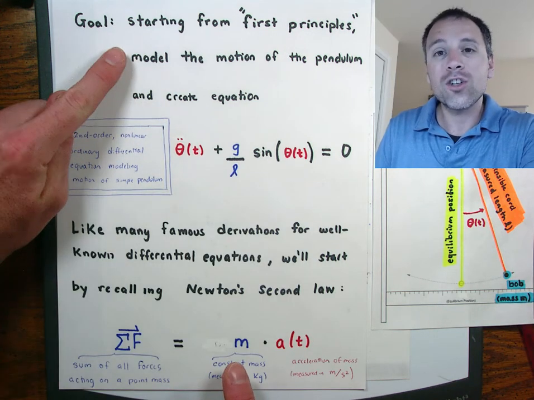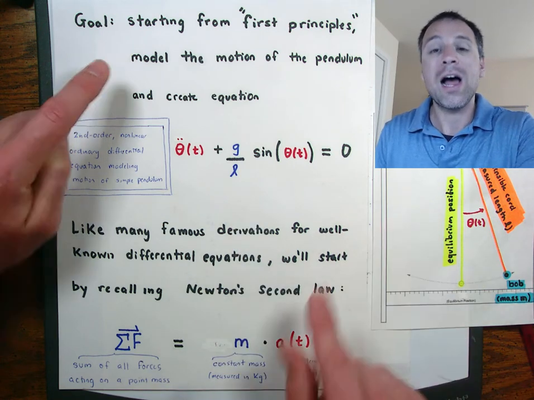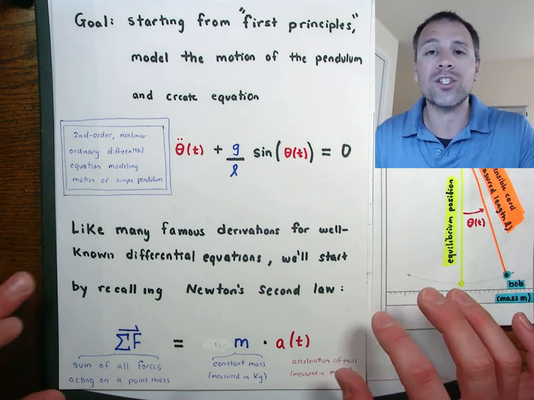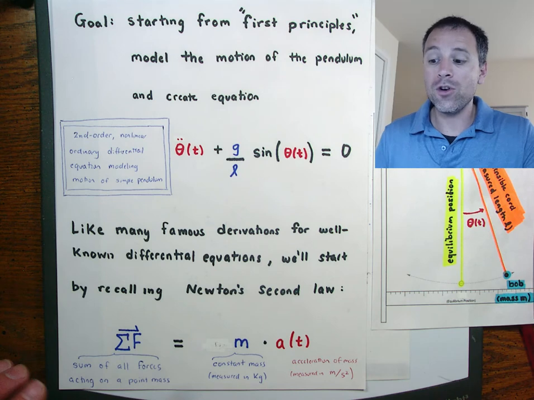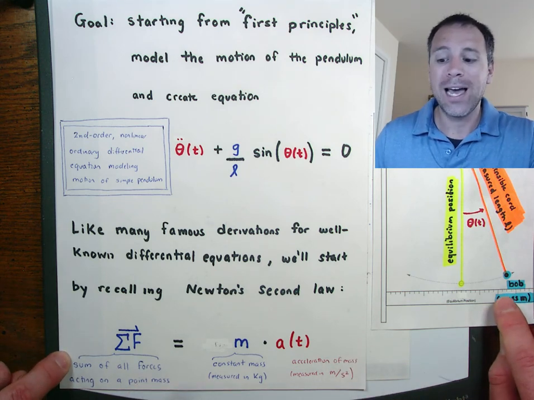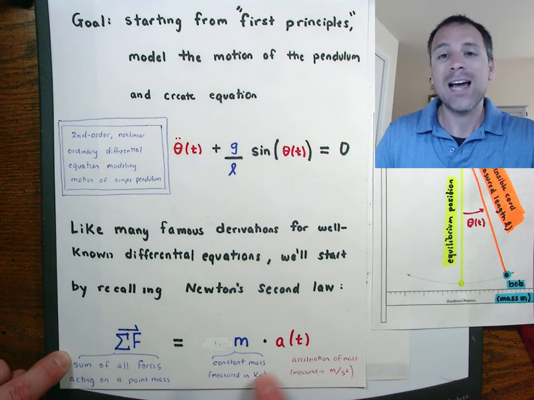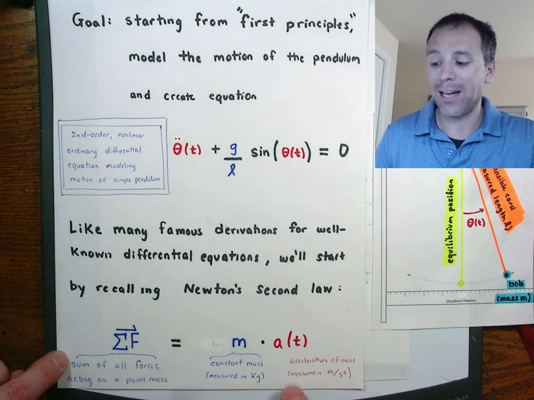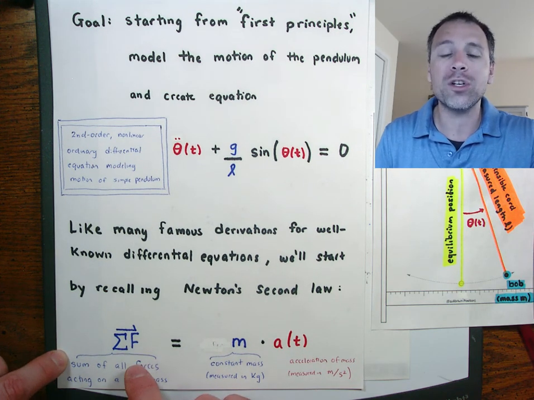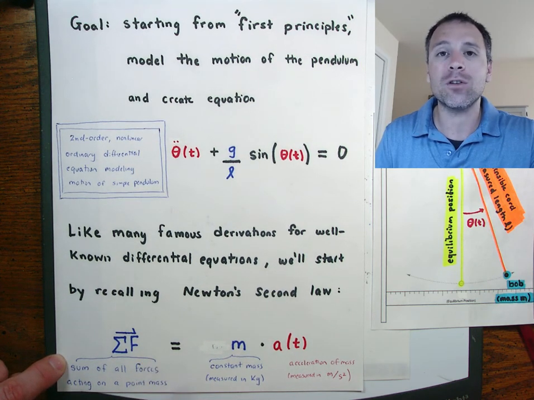If the goal is to start from first principles to model this motion using the angle, like many famous derivations for known differential equations, we're going to start with Newton's second law. Remember, Newton's second law states that the sum of all forces acting on a point mass is equal to the constant mass measured in kg times the acceleration of that mass measured in meters per second squared, and the sum of all forces, each force is going to be written as a vector with magnitude and direction, and the units of those vectors are newtons.